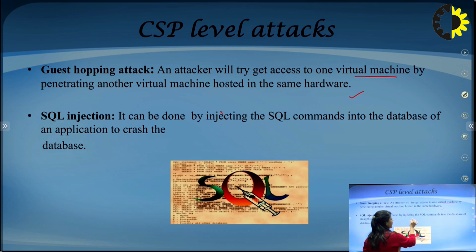Next is SQL injection. It can be done by injecting SQL commands into the database of an application to crash the database. So in this category, some SQL commands will be injected into the application to crash the database.